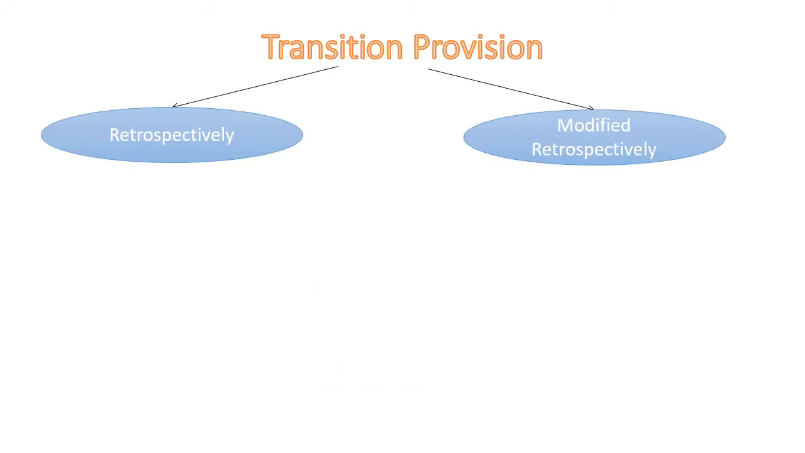Let us move on to transition provision. The standard gives two methods: fully retrospective, that is changing past year figures, or modified retrospective, that is giving effect to the opening reserve without restating previous year figures.